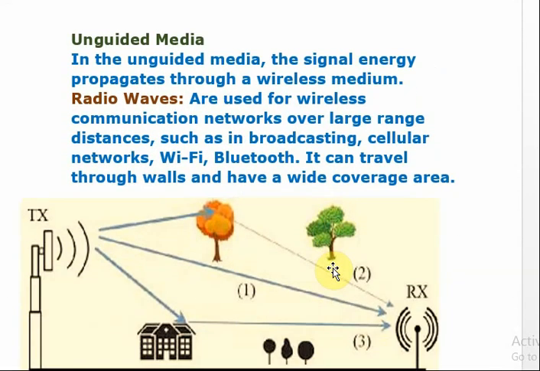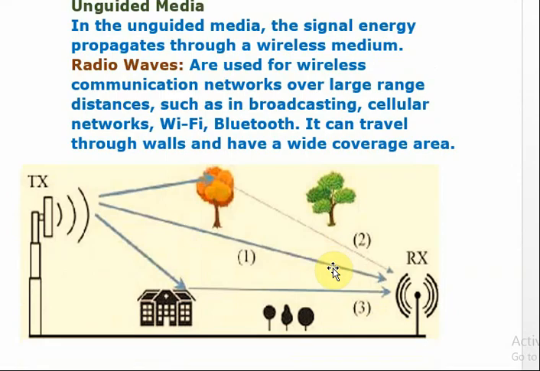Then unguided means radio waves. Bluetooth and Wi-Fi all come under radio waves, but here we do not need to keep the transmitter and receiver face to face, right? So line of sight is not needed. It can even transmit through buildings and trees. That we need to clearly understand.